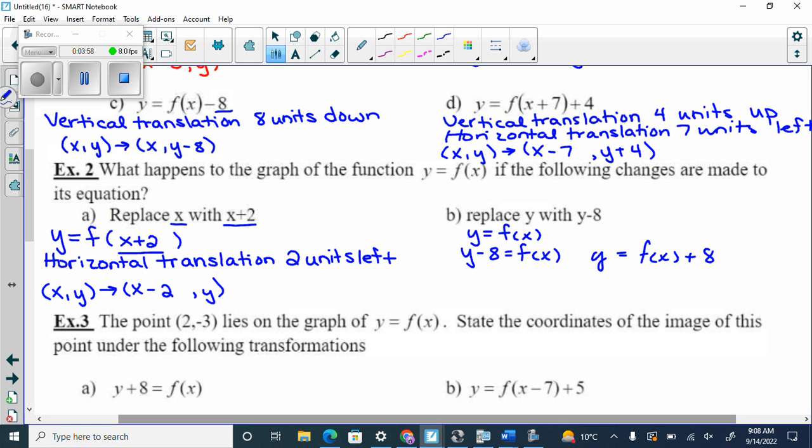This one is a vertical translation. 8 units what? Up. We take what it is if we get it into y equals. And so we have (x, y) becomes, my x stays the same because my x is not changed. And then I go y plus 8.